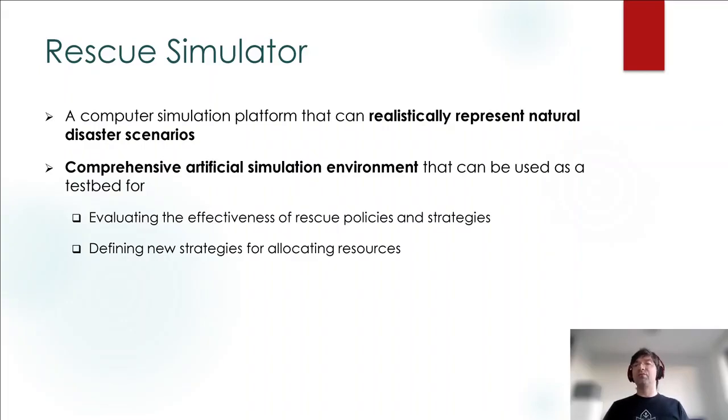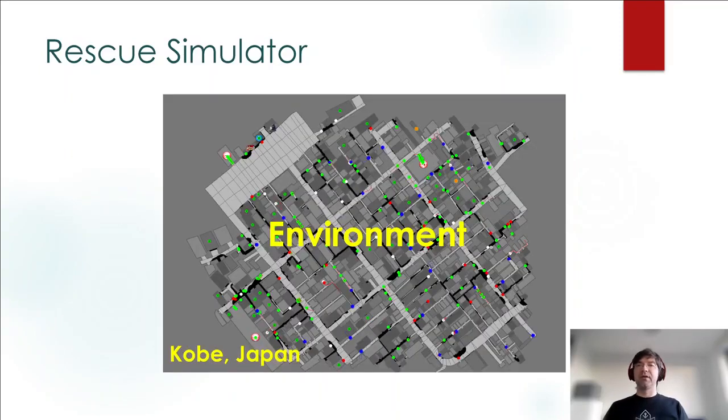Before we get into more details about these possible applications of the rescue simulator, let's try to understand a little bit the structure of the rescue simulator and its main features and components. The rescue simulator is composed of an environment that is usually represented by a map corresponding to a city like this one, Kobe, Japan. The city is represented with the roads and different buildings that will have different characteristics and materials that they are built of. These are the passive entities that exist in our environment.